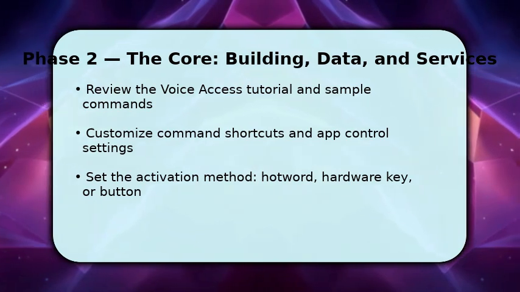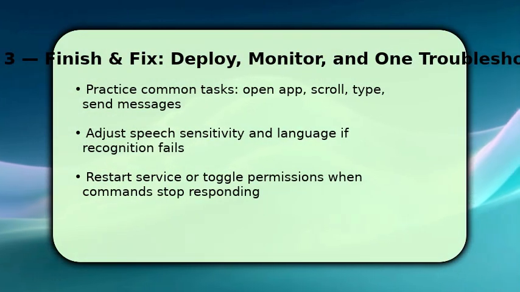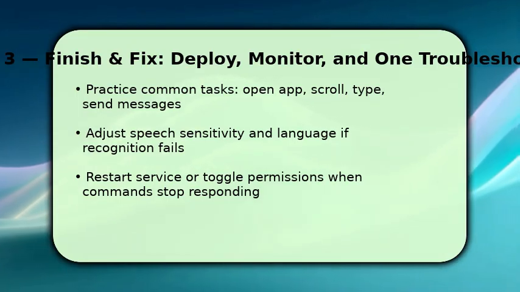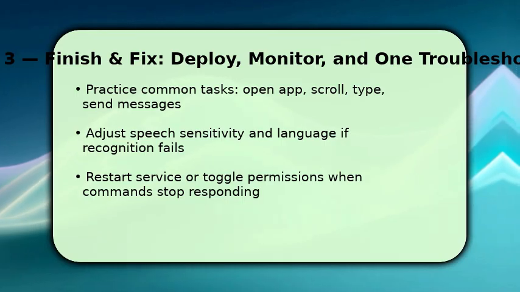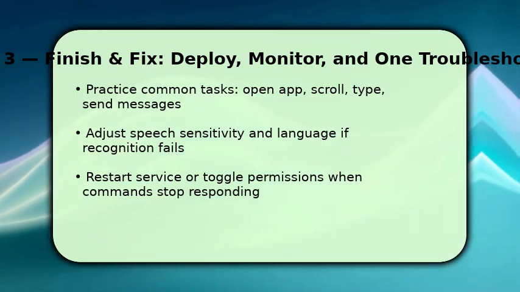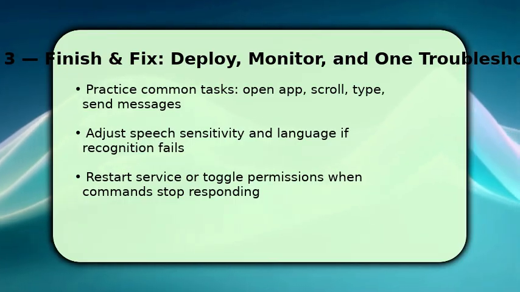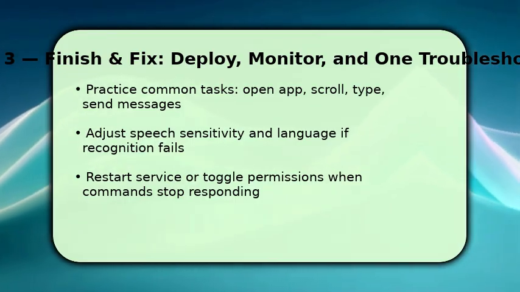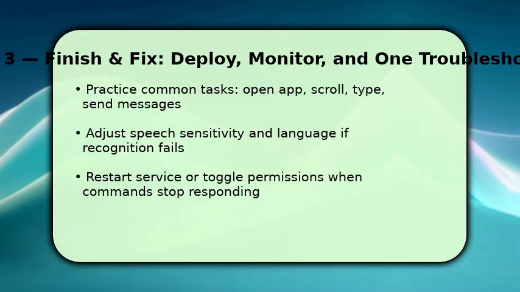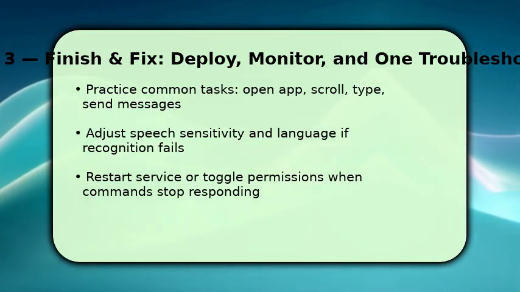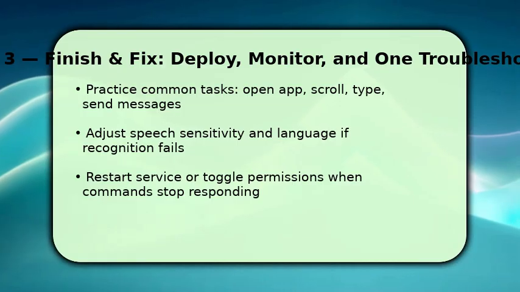Now practice real tasks. Say open messages, scroll down, tap send, or dictate a reply. This builds muscle memory and highlights recognition quirks. If words are misheard, change the language, lower background noise, or tweak speech sensitivity in settings to improve accuracy. If commands stop working, restart voice access, toggle permissions, or reboot the phone. These quick fixes resolve most issues.